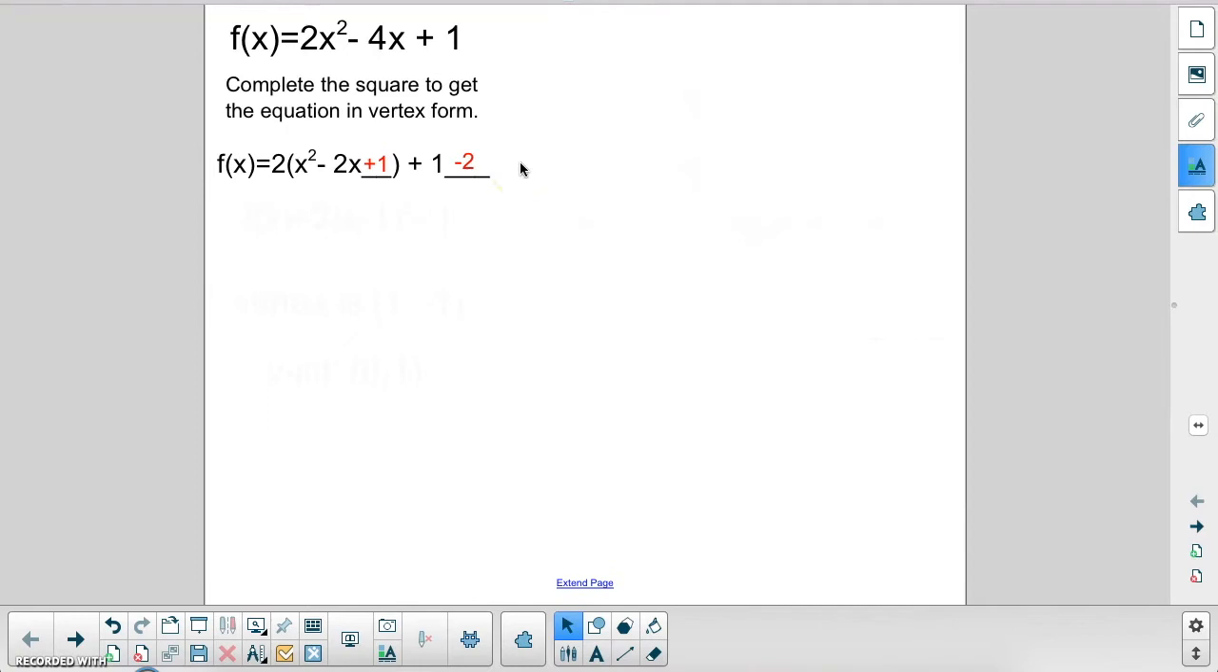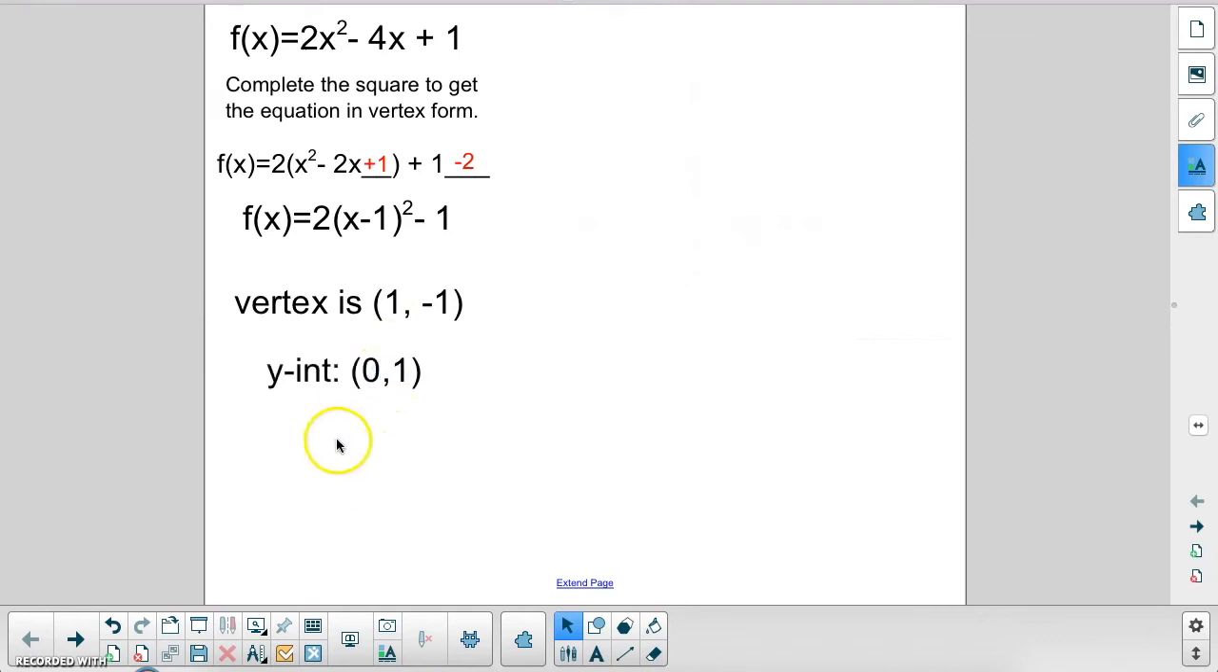Now I just need to simplify a little bit. I know that this perfect square trinomial factors to be x minus 1 squared, and positive 1 minus 2 is negative 1. Now from this vertex form, I can tell a lot of things about this graph. First, I can say that the vertex is 1, negative 1. I can also tell that it opens upward because the a is positive, and I also can tell it has a vertical stretch of 2.